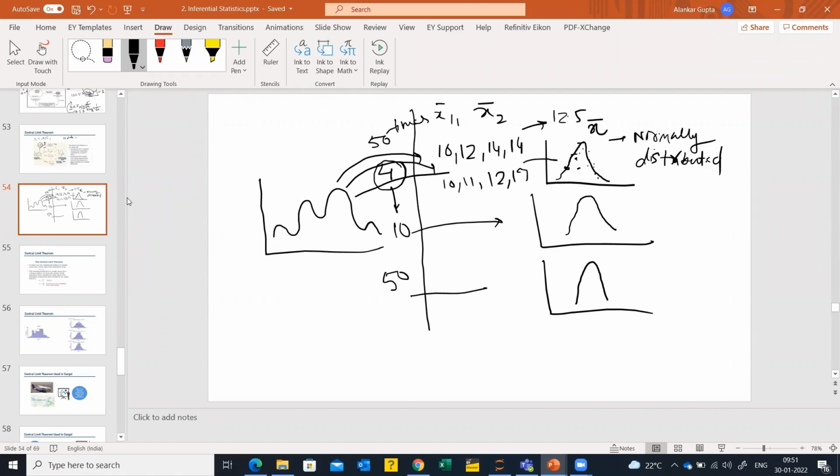So what the central limit theorem says is that this sample mean distribution will be normally distributed even if your original distribution is not normally distributed. So this was not normally distributed. This is your population. When you take samples out of it and draw the distribution of the mean, not the data, but of the mean, what you get is a normal distribution. Any questions?